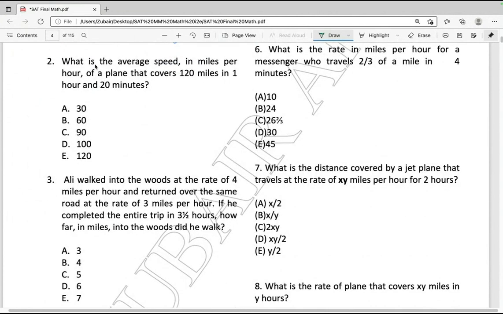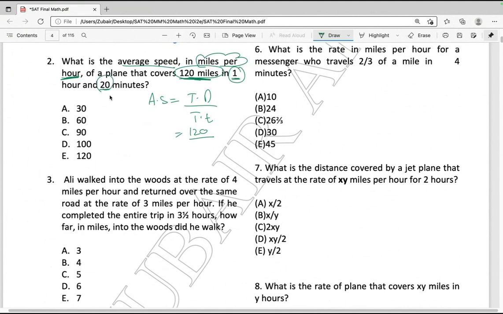Number two, what is the average speed? Now we know average speed was total distance over total time, in miles per hour, of a plane that covers 120 miles in 1 hour and 20 minutes. So average speed is total distance divided by total time. Total distance is already given, which is 120, and total time. Now see, it says find the average speed in miles per hour. So that's the hint.